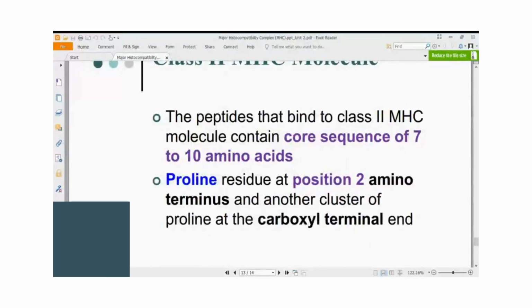It is generated from the extracellular or extraneous pathogen of bacterial origin, and that is responsible for presentation to T cells, T helper cells. The T helper cells will be responsible for receiving the antigen presented by class 2 MHC.